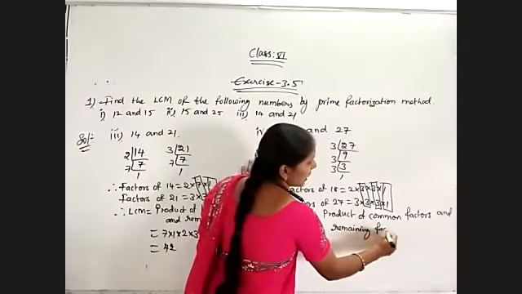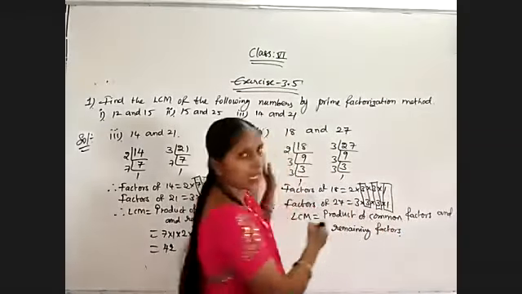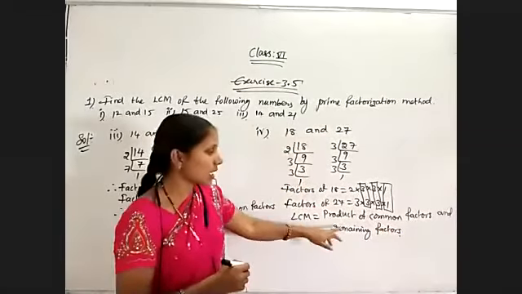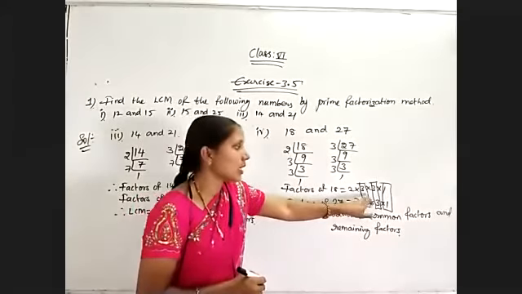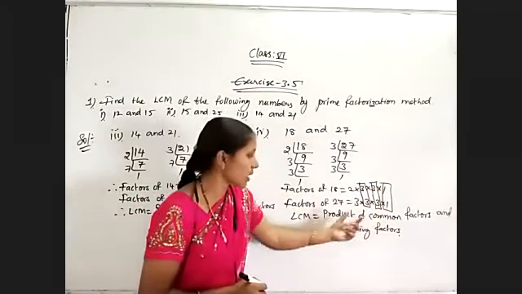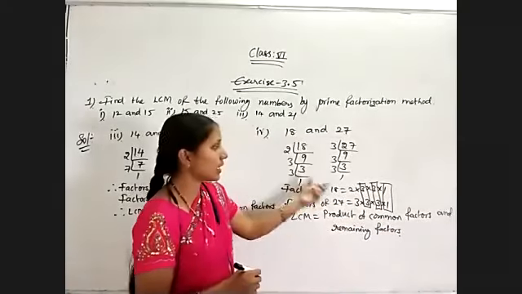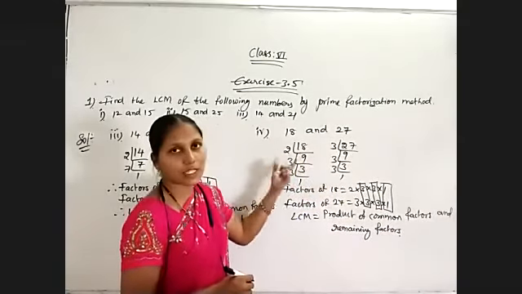To find the HCF we follow the same procedure, but the only change is that HCF is equal to the product of common factors. That means 3 into 3 into 1. That's all. That is their HCF. 3 3s are 9. 9 will be the HCF of these two numbers.